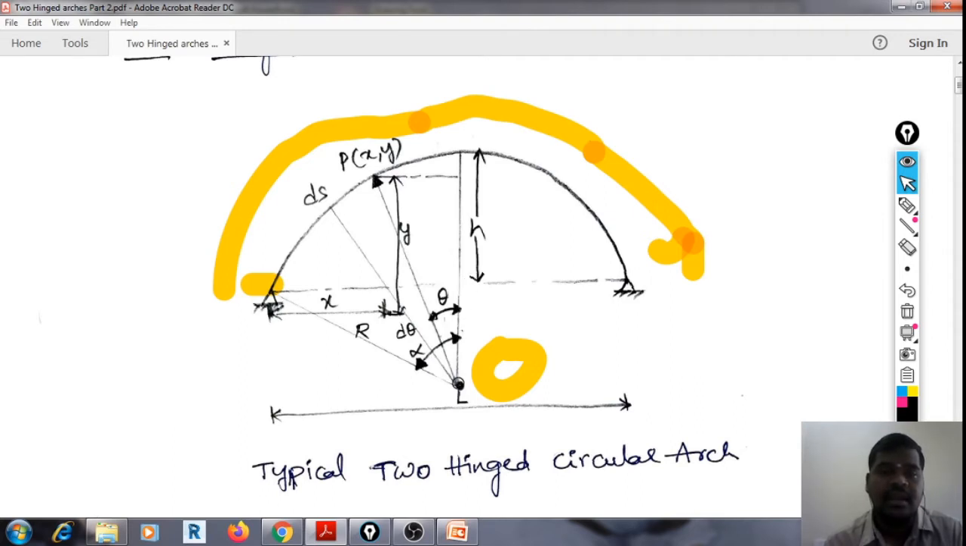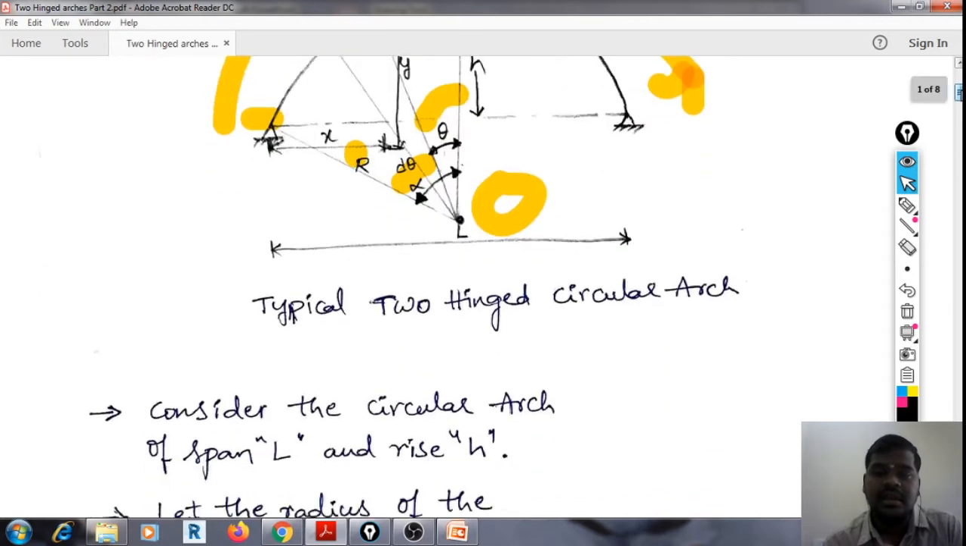So treating this as center, we have radius r here, and this is distance x and this is distance y from point P(x, y), and this is treated as ds, and the angle between the ds and the point is treated as d theta, and this is alpha. Here we have the angle as theta between the point P(x, y) and the middle of the circular arch. This is not a semicircular arch, this is a part of a circle. This is a typical two-hinged circular arch.